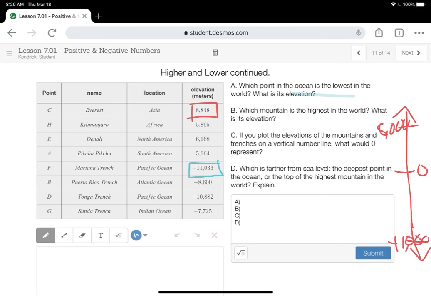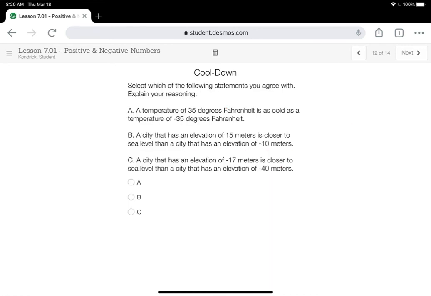So a negative 11,000. Since I'm going from 0 to 8,000, that's 8,000 away from sea level. Well, the trench is negative 11,000 away from sea level, so that happens to be further from sea level. It doesn't matter if it's positive or negative, it's just a further distance than Everest is. So again, Everest was the mountain, the trench was for A, for C, that was sea level, and for D, the trench, the deepest point in the ocean, was the farthest from sea level.